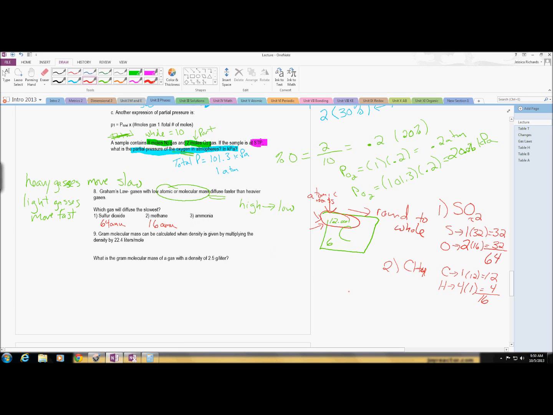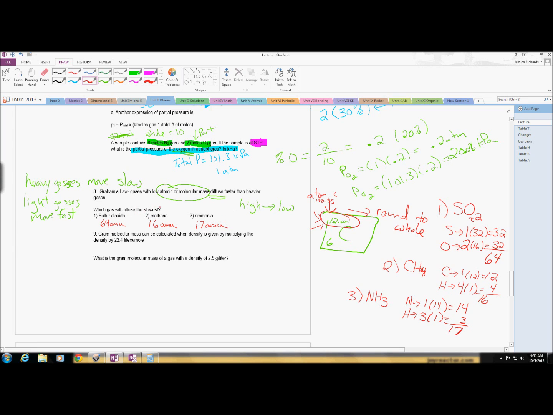Last but not least, ammonia. Ammonia is a common name. If you look on reference table L for the bases, ammonia is a very common base. It's NH3. It's made of 1 nitrogen and 3 hydrogens. Each nitrogen has a mass of 14, and each hydrogen again has a mass of 1. 1 nitrogen at 14 is a mass of 14. 3 hydrogens at 1 each is a mass of 3. So ammonia has a total mass of 17 AMUs.